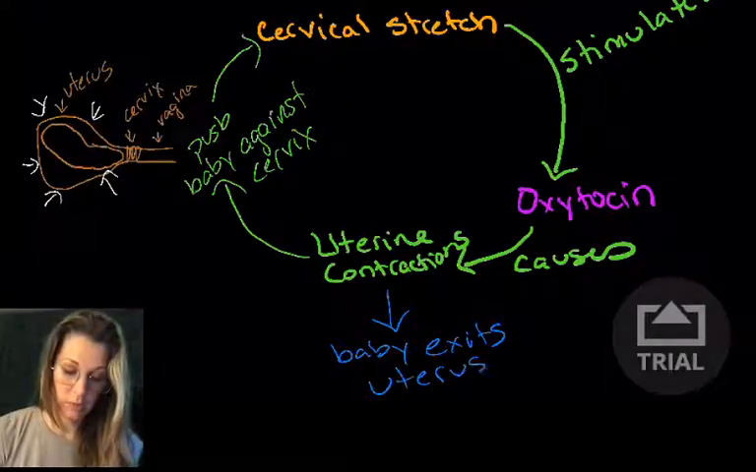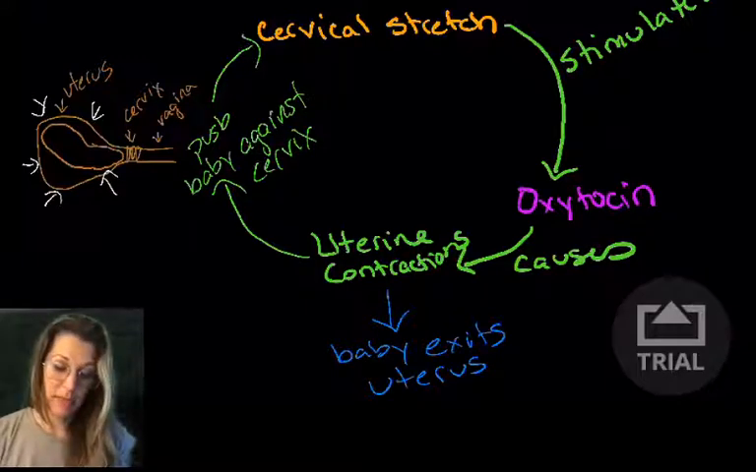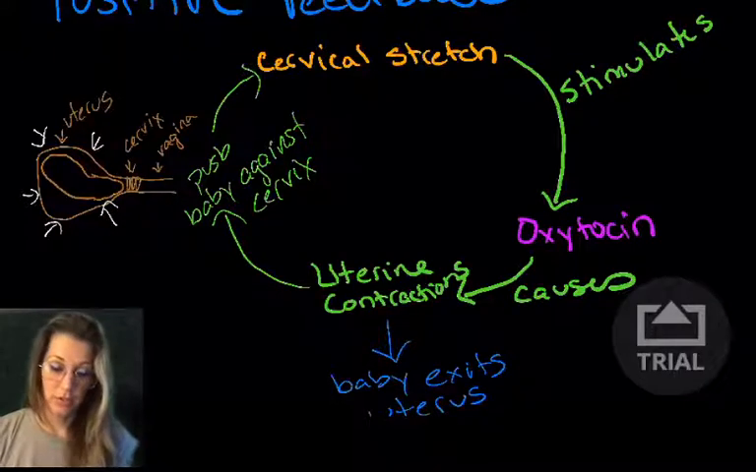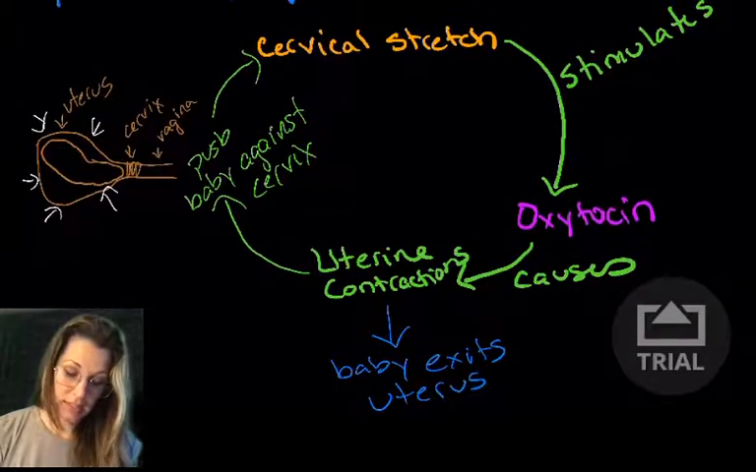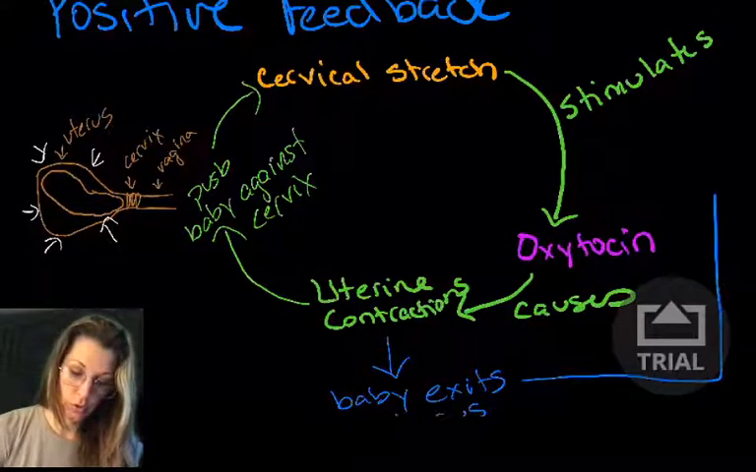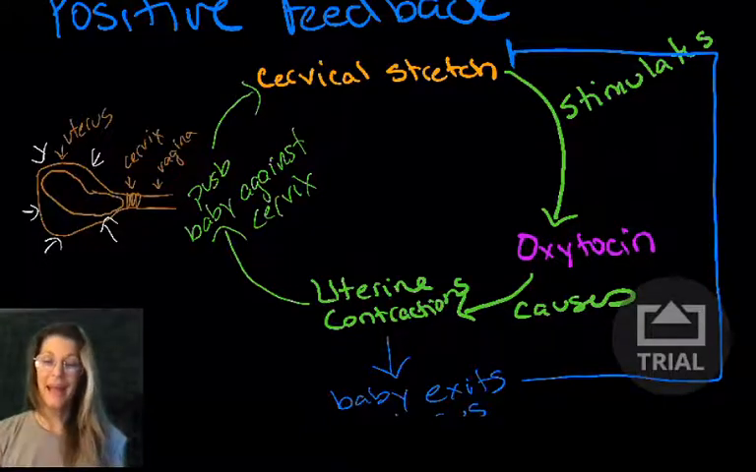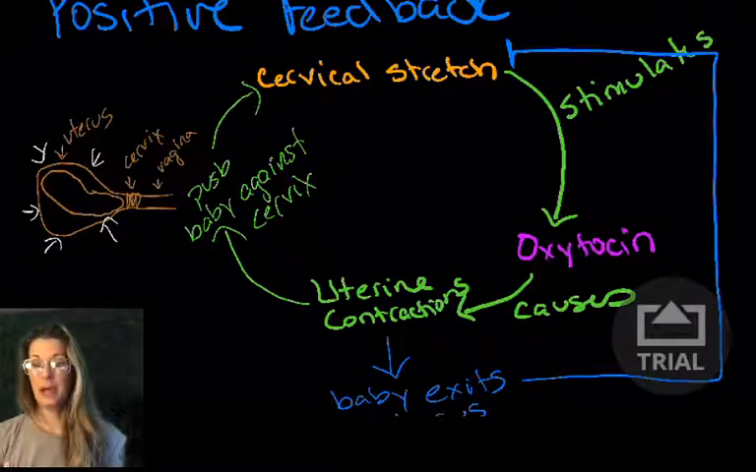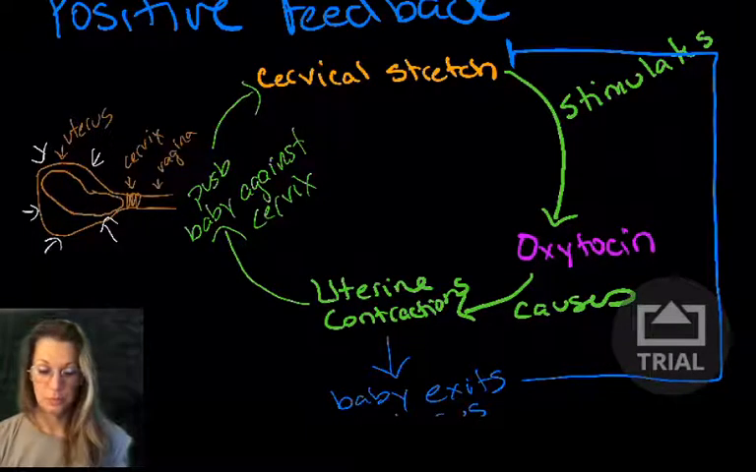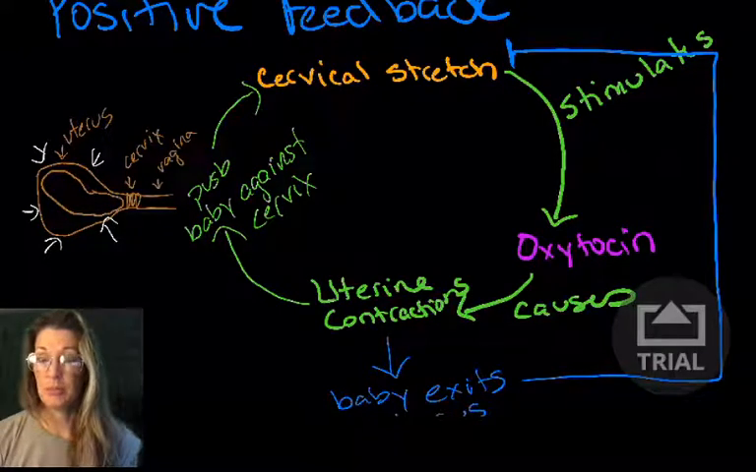I suddenly forgot how to spell uterus. The baby exits the uterus. If the baby exits the uterus, then those contractions don't push the baby against the cervix. And so by the baby exiting the uterus, the cervical stretch stops. And that's how we exit a positive feedback loop: something outside of the loop stops the loop. Okay, so childbirth, really the most famous positive feedback loop.